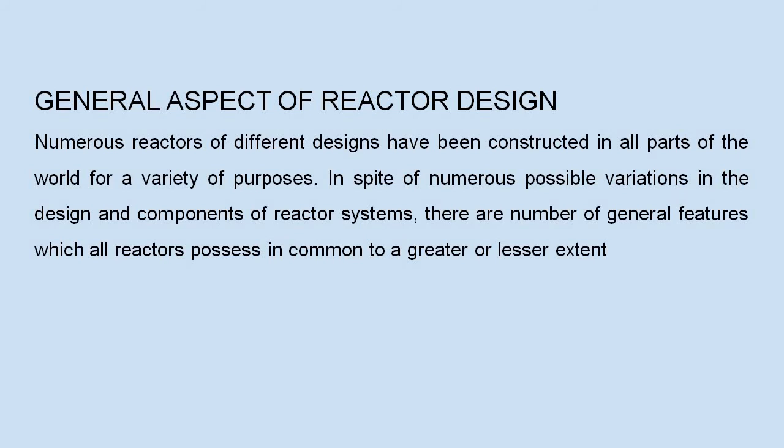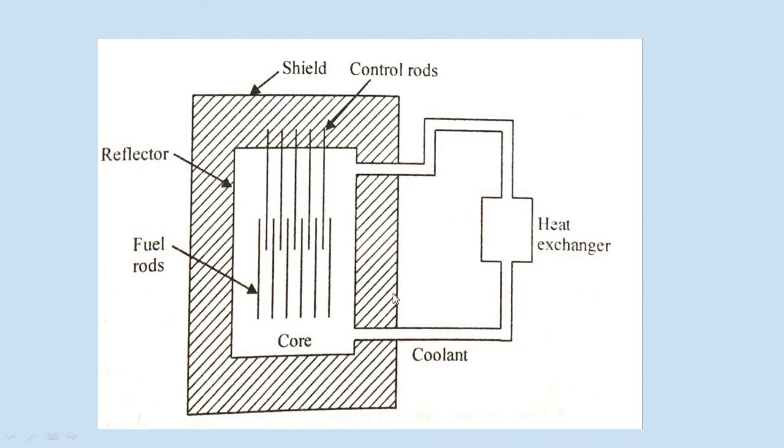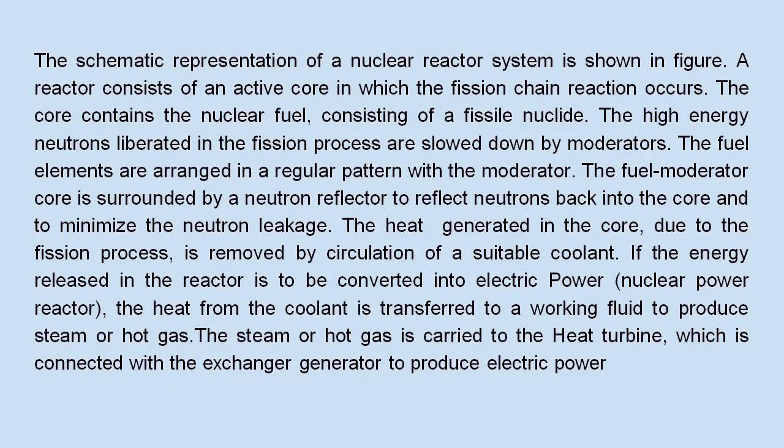And the general aspects of reactor design are already known to us. In spite of numerous possible variations in design and components of reactor systems, there are a number of general features which all reactors possess in common. This is the schematic representation of a reactor. You can see fuel, core, reflector, shield, control rods, coolant, heat exchanger, etc. The schematic representation of a nuclear reactor system is shown in the figure.